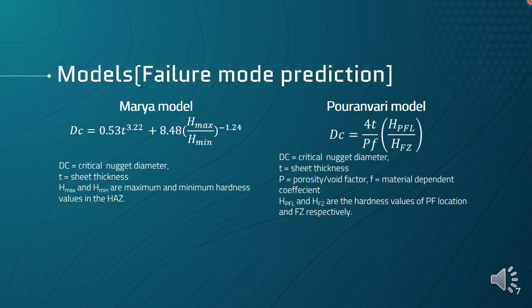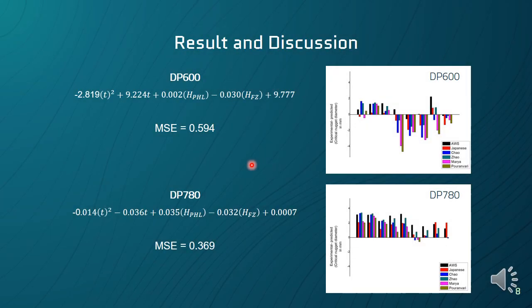Next we have the Maria model and the Purnavari model. As you can see that apart from thickness, these models take into consideration different metallurgical factors like porosity, material dependent coefficient, and the hardness profile of fusion zone. Therefore, prediction of critical nugget diameter is complicated using these models, and they were based on a smaller data set of specific grades of steel.